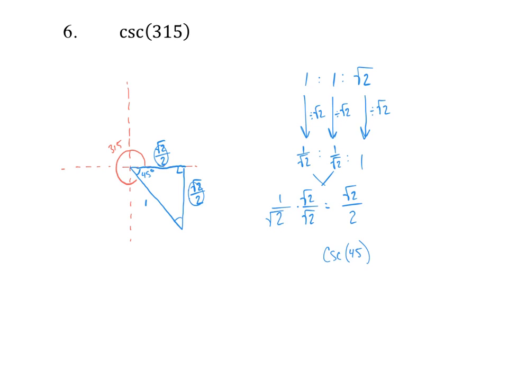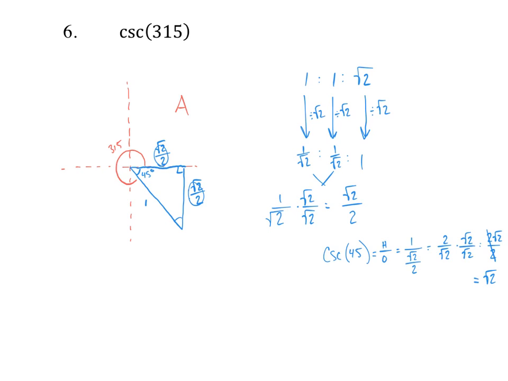And since we know that cosecant is the inverse function of sine, and sine is opposite over hypotenuse, cosecant is going to be hypotenuse over opposite, which in this case is going to be 1 over radical 2 over 2. Which is the same as 2 over radical 2, and we can't leave it like that. So you'll get 2 radical 2 over 2, those cancel. So cosecant of 45 is radical 2.